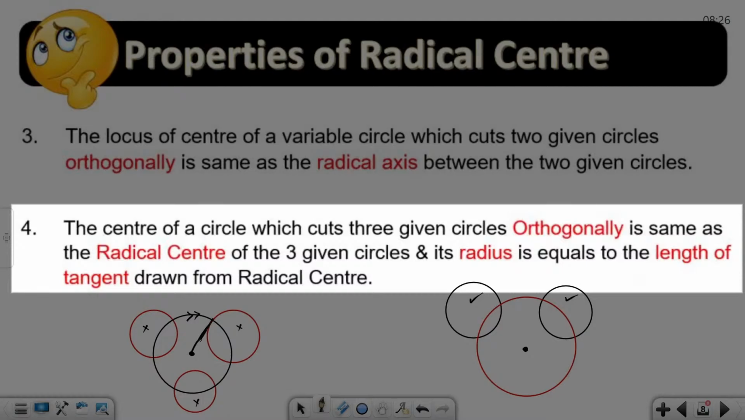So the radius for this circle will be the tangent length drawn from the radical center on any of these three circles, because the lengths of the tangents drawn from the radical center on the three circles are equal. So that will be the radius for this black circle. Is it clear? So these are the four properties on radical center we have to remember.